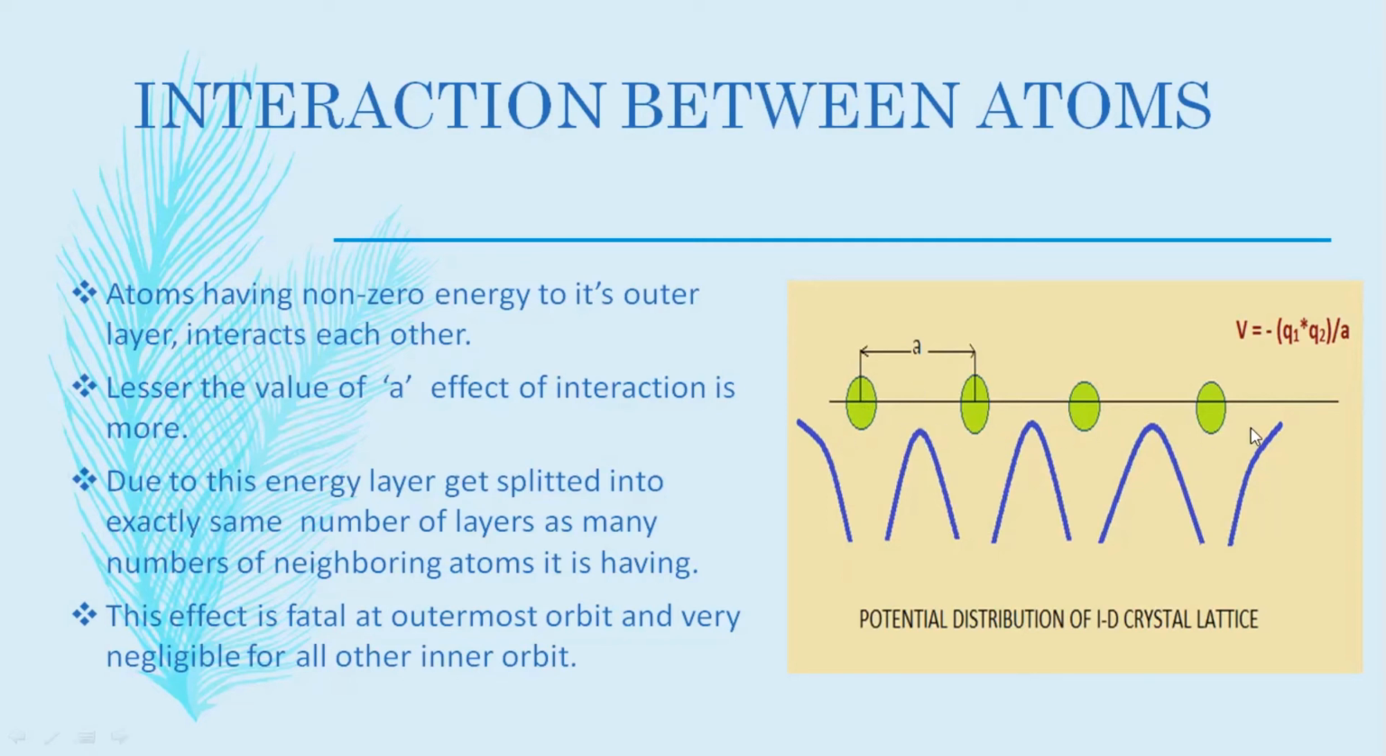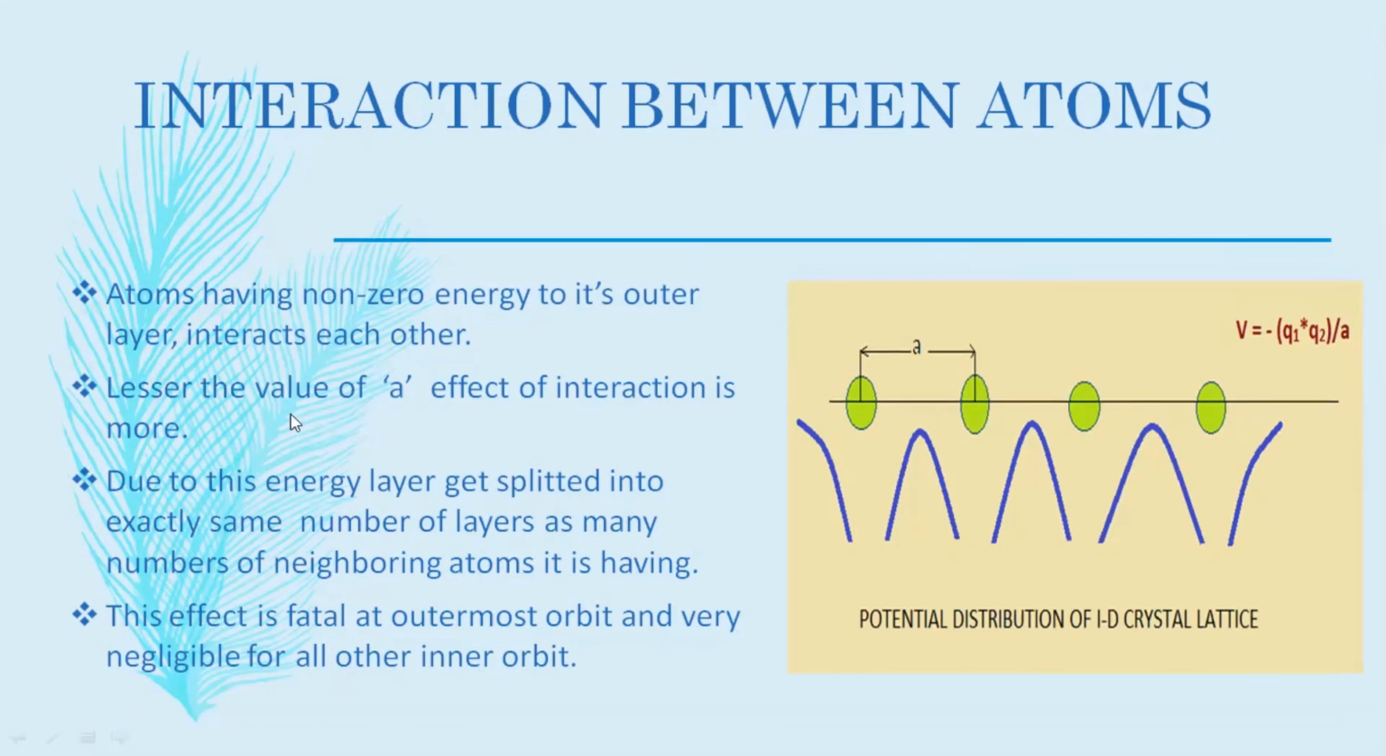Let's consider this as the 0 level. Exactly at the middle position, that is at a/2 distance, you have the minimum potential, and again the potential will increase. As you know, the potential is negative, meaning it is −q1q2 upon a, where a is the interatomic distance, so the potential is basically negative. So we have some kind of potential wall here.